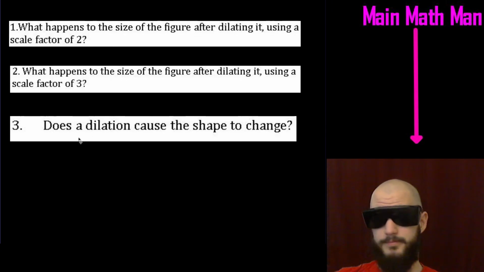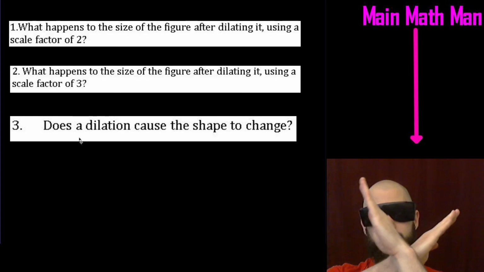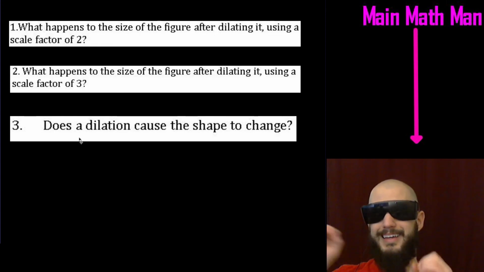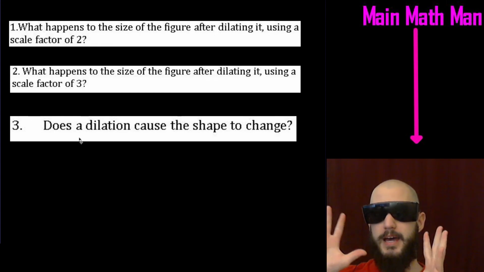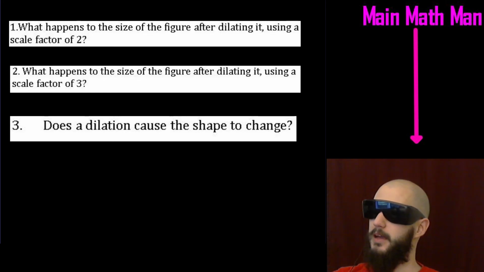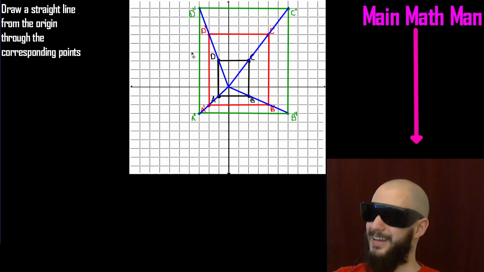Lastly, does the shape change? No. Again, with dilation, you only change the size, to get bigger or to get smaller. The shape is still the same. We can see that by looking. It's still a rectangle the whole way through. It doesn't turn into a triangle at any point in time.